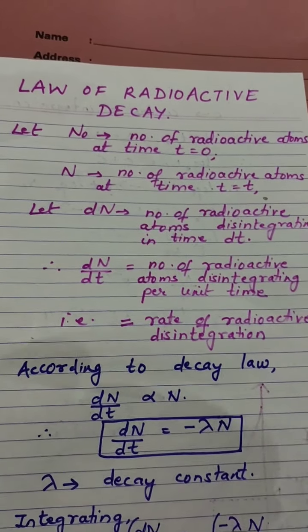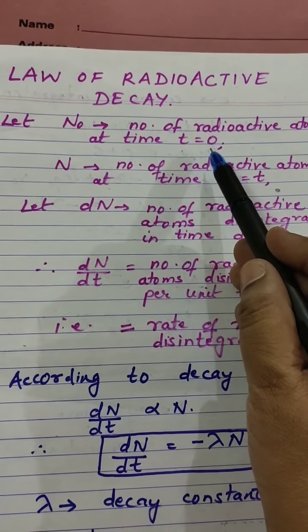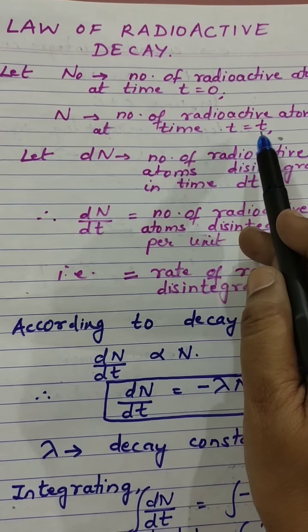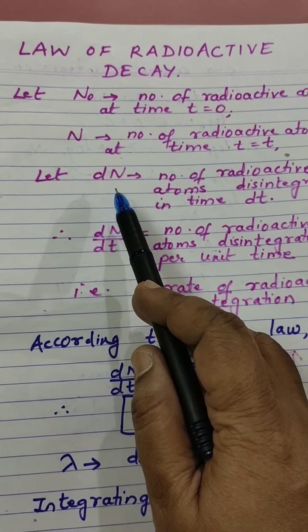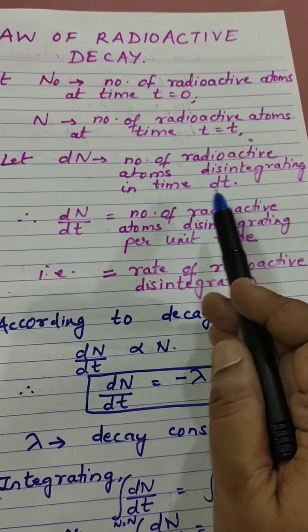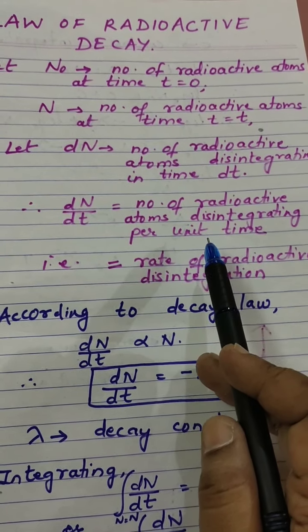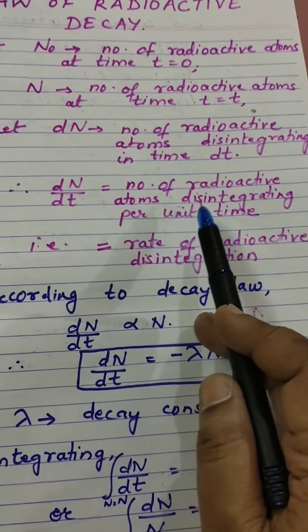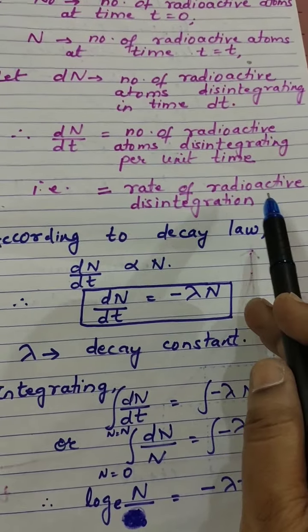For that, let N0 be the number of radioactive atoms at time t equal to 0. Next, let N be the number of radioactive atoms at time t equal to t. So these are the two basic things, N0 and N. Let a small number of these radioactive atoms, dN, disintegrate in a small time dt. That means dN by dt is the number of radioactive atoms disintegrating per unit time. We can also call this dN by dt the rate of radioactive disintegration.